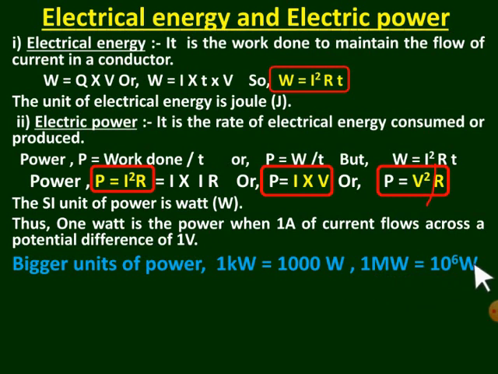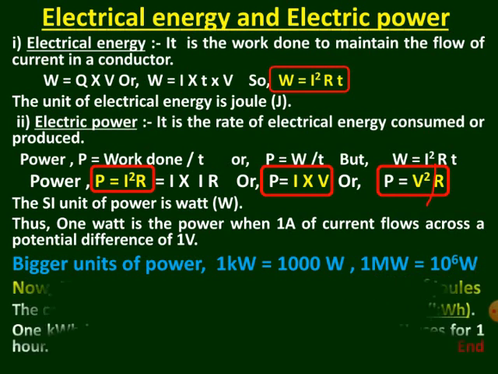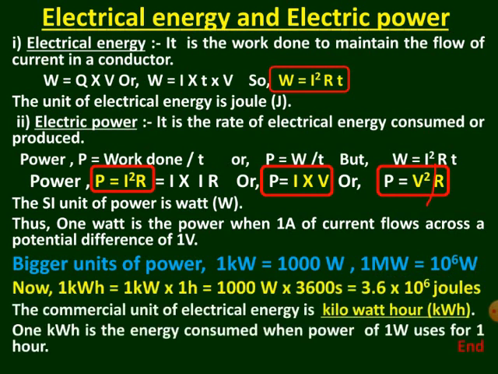Now another important one: the commercial unit of energy is 1 kilowatt hour. This 1 kilowatt hour is generally asked to be expressed in terms of joule. This 1 kilowatt hour is the energy consumed or produced when a power of 1 kilowatt is used for 1 hour. So if a power of 1 kilowatt is used for 1 hour, the amount of energy consumed we call 1 kilowatt hour.